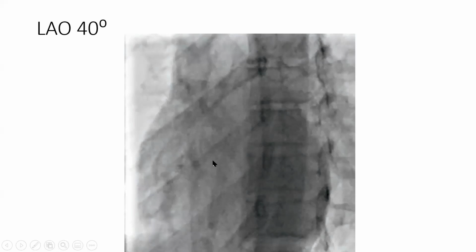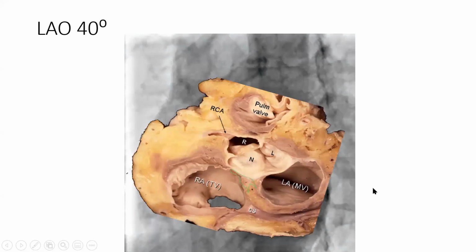The right coronary cusp is to the right, the left coronary cusp to the left, and the non-coronary cusp is posterior. So this is the anatomy corresponding to this image. This is the left coronary cusp, the right coronary cusp, and the non-coronary cusp, which is posterior and lower than both cusps.